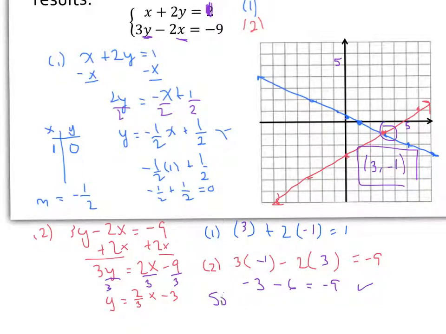And that's how I want you to write it. Or the other way, you can also say 3, negative 1, or you can say x equals 3, y equals negative 1. All right, have fun with your homework. Good luck. If you have any questions, ask me.